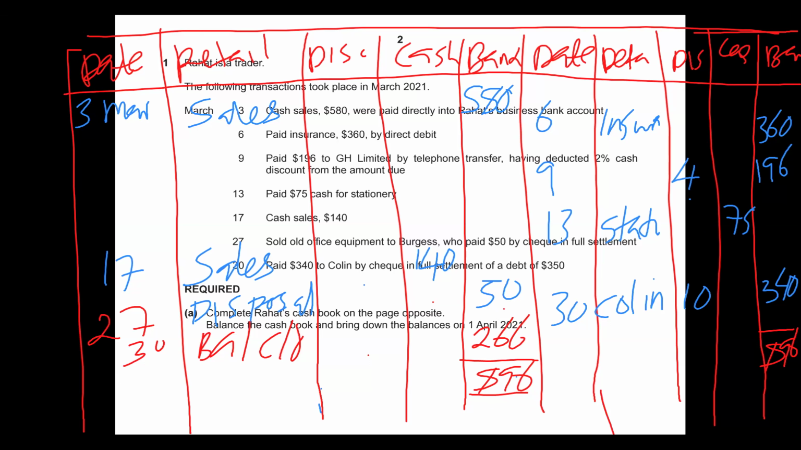This is March, so the date will be 1 what? April, which is the next month. Because carried down simply means this is what you've closed. This is how much you have in your bank, 266 as the day end. Now next month we will have the balance what? Brought down. Isn't it? Yes. Of the same amount, 266. Understood? Yes. Balance brought down.